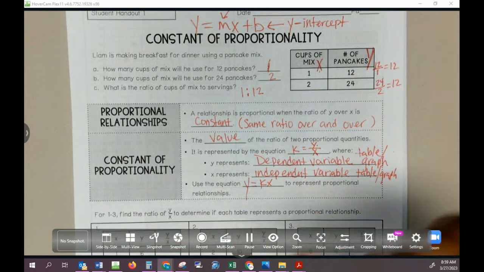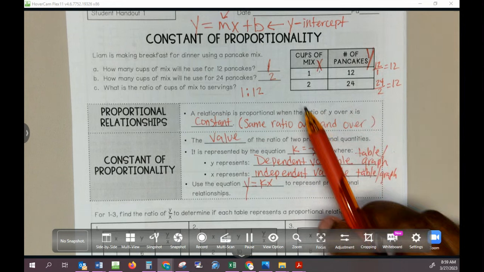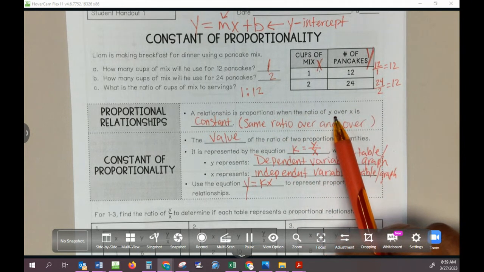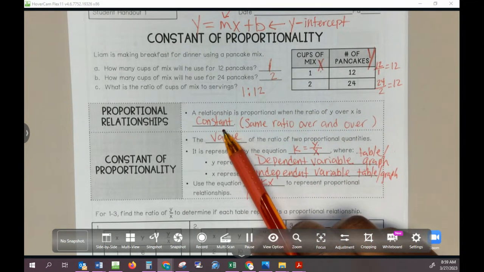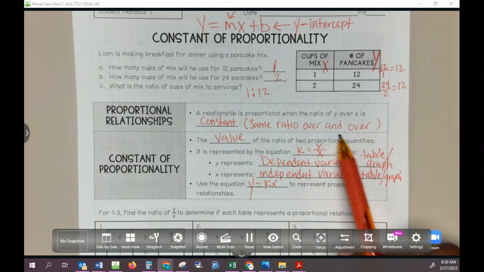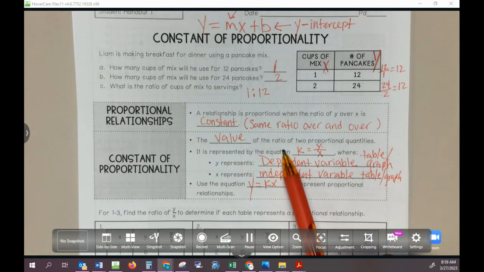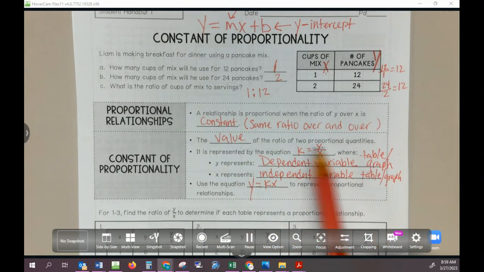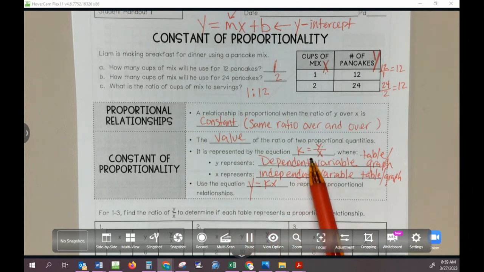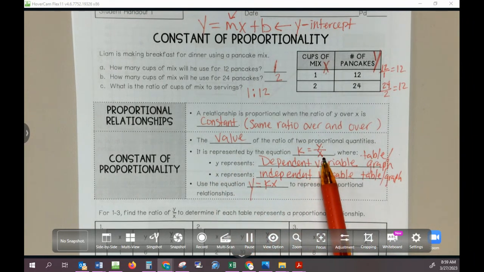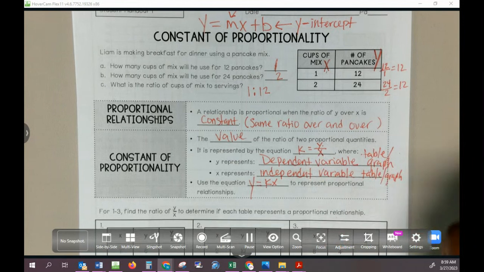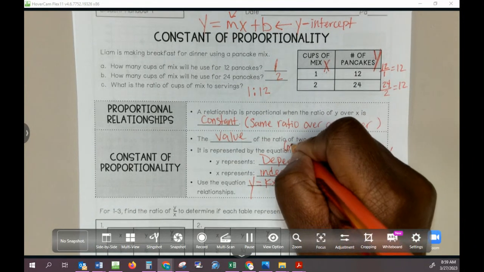So here, your note portion. A relationship is proportional when the ratio of y over x is constant, which means same ratio over and over. The value of the ratio of two proportional quantities is represented by the equation k equals y over x. K here is another way of just saying our M.